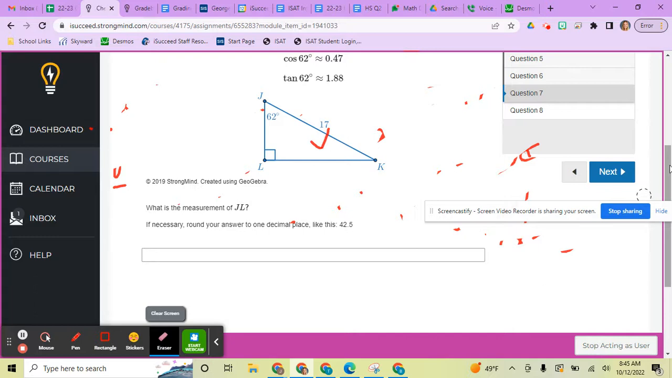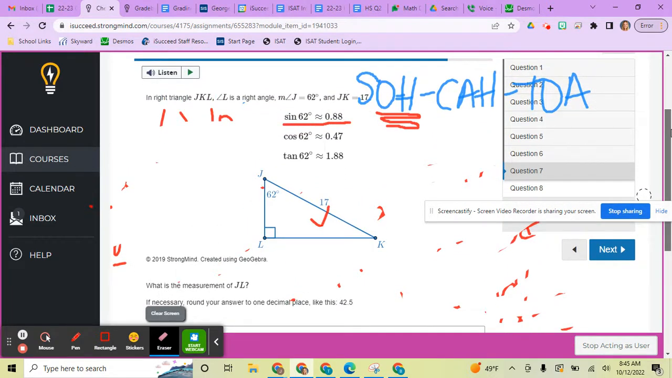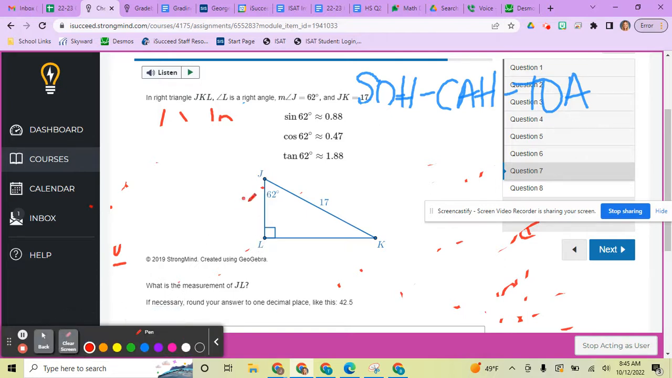All right, so another question similar to that one. So we know that this is a right triangle. We have 62, and we know that JK is 17. So let me erase this. And we want to find the measure of JL. So this one right here. So I'm going to call this guy X. So we have 62, and we're trying to find the adjacent side, and we know the hypotenuse. So we have adjacent and hypotenuse, so I'm going to use cosine.